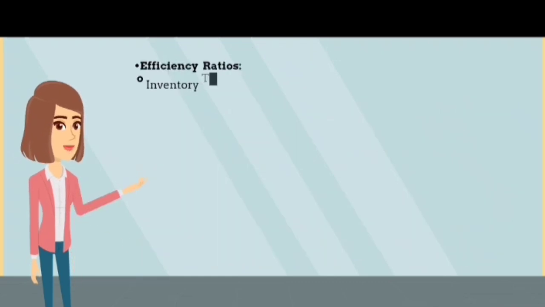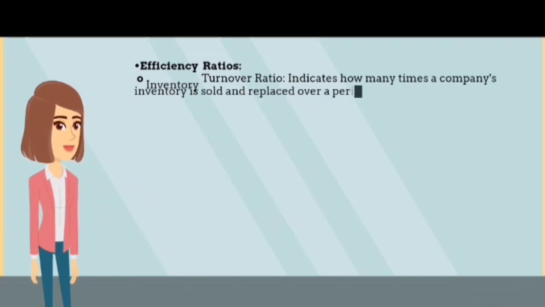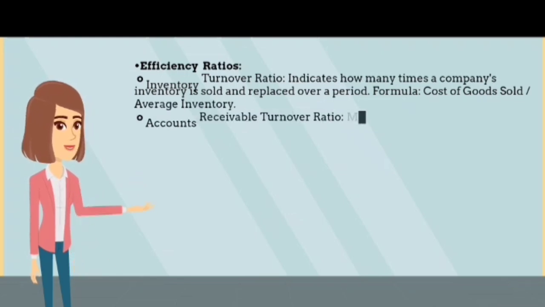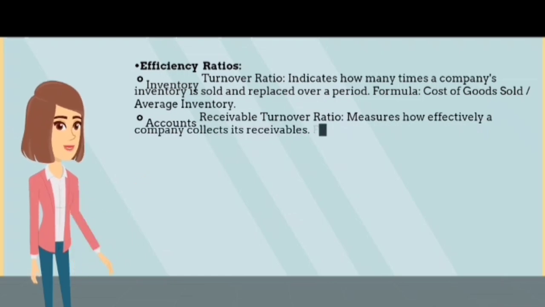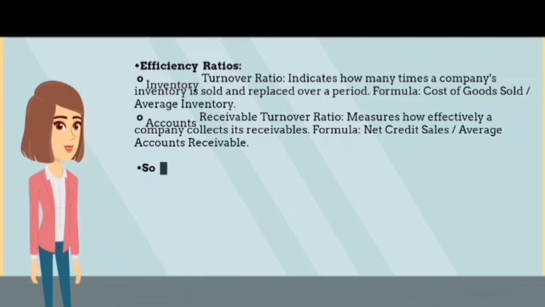Efficiency ratios. Inventory turnover ratio indicates how many times a company's inventory is sold and replaced over a period. Formula: cost of goods sold divided by average inventory. Accounts receivable turnover ratio measures how effectively a company collects its receivables. Formula: net credit sales divided by average accounts receivable.